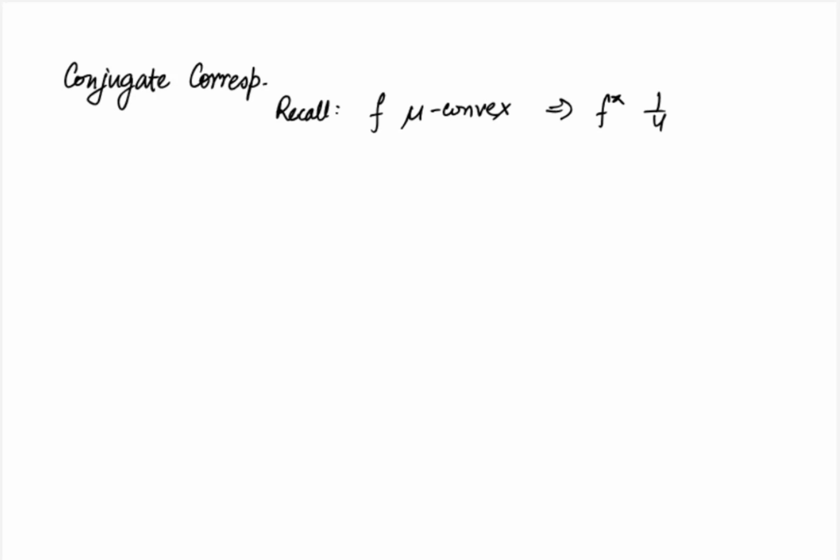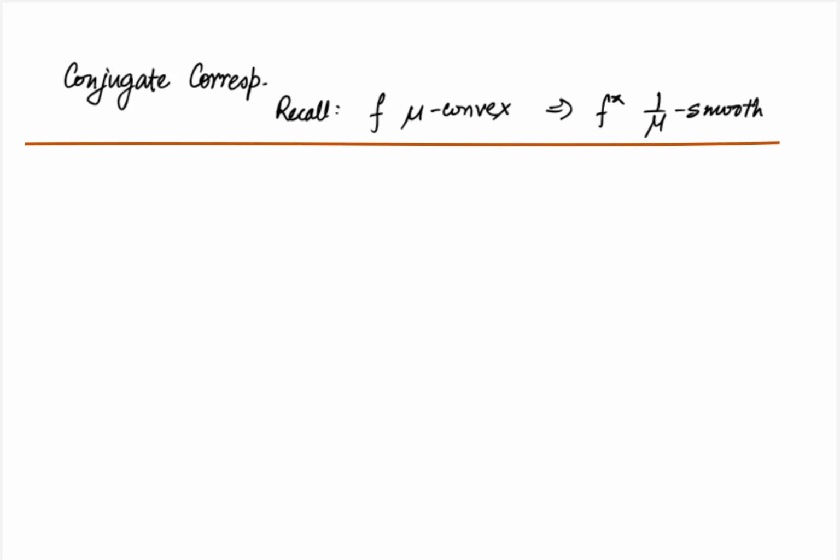The conjugate correspondence theorem provides another way to construct smooth approximations. Recall that we had the result that if f is a proper closed function that is mu strongly convex, then f star, which is by definition convex, is also 1 by mu smooth. Let us look at the proof of this statement.